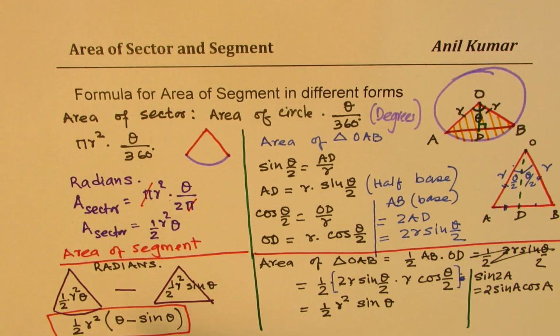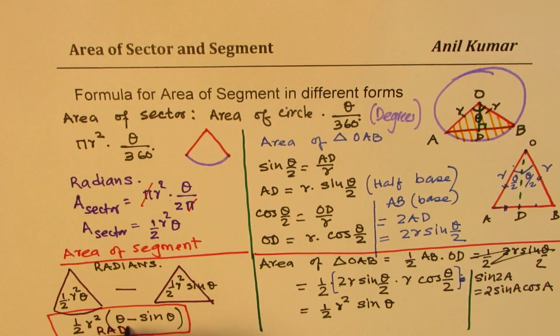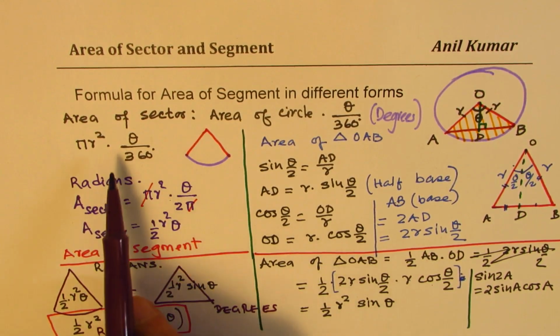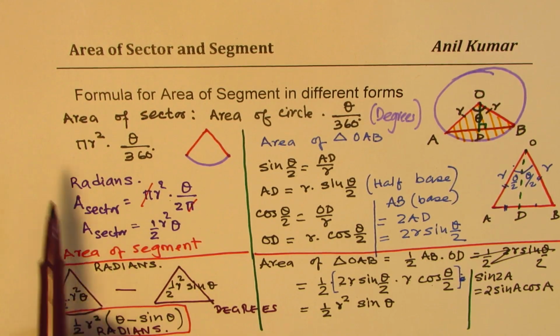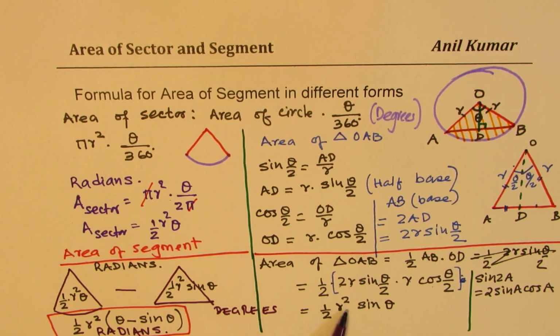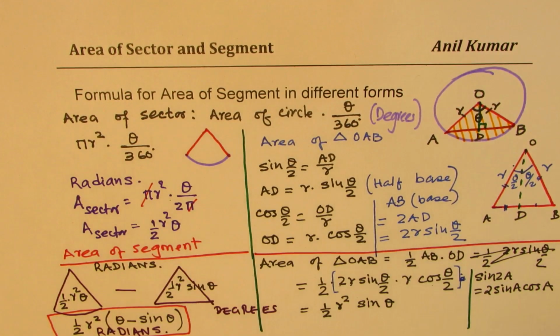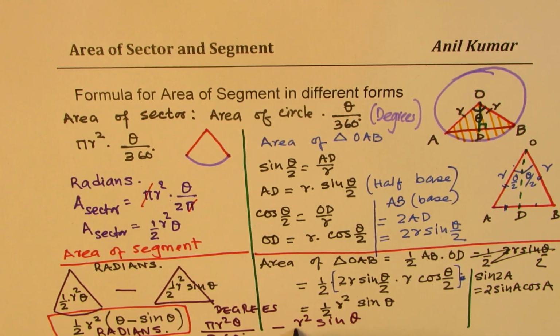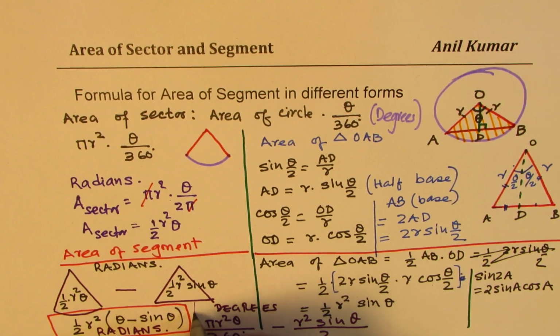And of course, this is in radians, right? But if you are doing it in degrees, I will not simplify it, but you can. I can take r squared common, or simply write pi r squared theta over 360 degrees, take away r squared sine theta over 2, correct? So that becomes your formula for degrees.